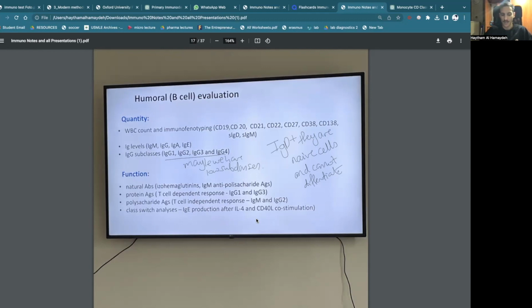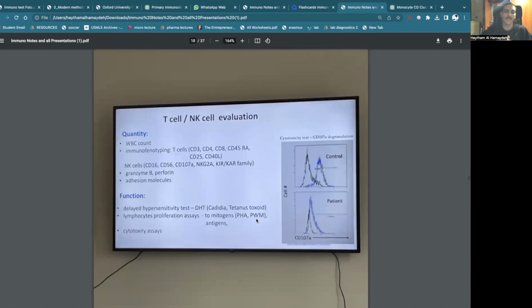IgE production happens here by the co-stimulation between IL-4 and CD40 ligand. Just memorize this very well, because maybe they'll just ask you a question like, protein antigen, what's this test used to evaluate? You can just select B cell. Yes. In the same sense, T cell, NK cells.